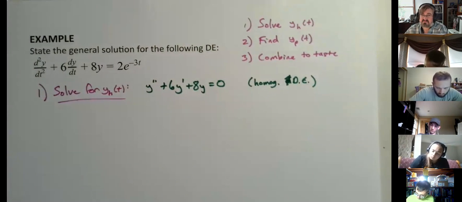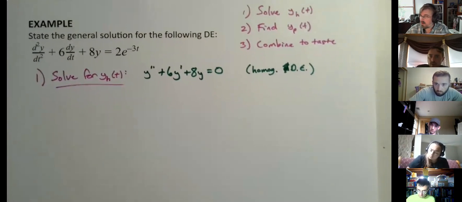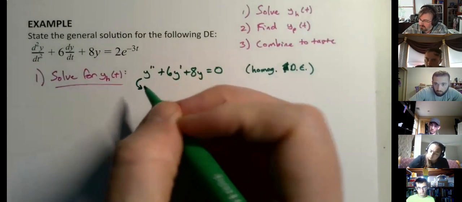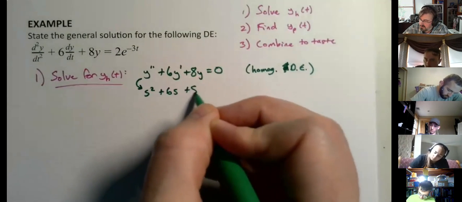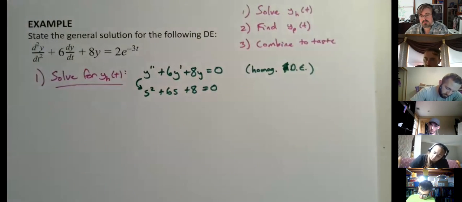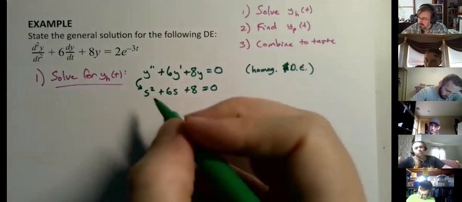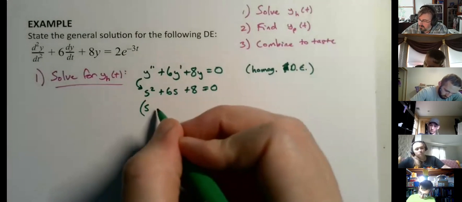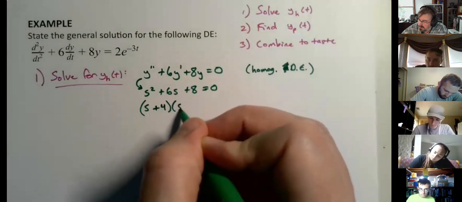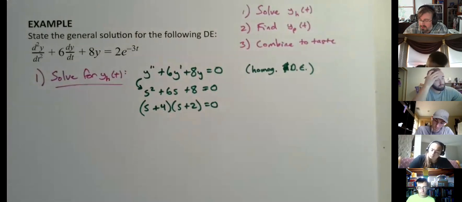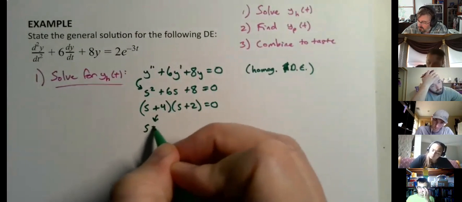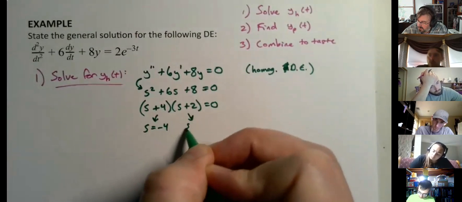And in this case, it actually does work out pretty nicely. We know that this thing has a characteristic polynomial that looks like this: s squared plus 6s plus 8 equals 0. And that actually does factor nicely: (s plus 4)(s plus 2). Which means that there's two, you can call them eigenvalues if you want, because that's what they really are. There's two values for s: s equals -4 and s equals -2.